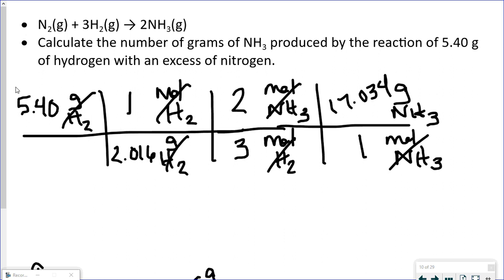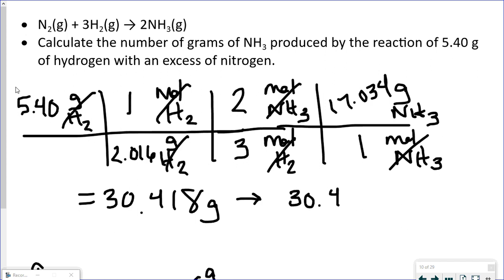So your calculator answer gives you 30.418 grams. In terms of sig figs, our original number given had 3 digits, so we want to make sure our answer has 3 digits. So we're going to round this to 30.4 grams of ammonia.